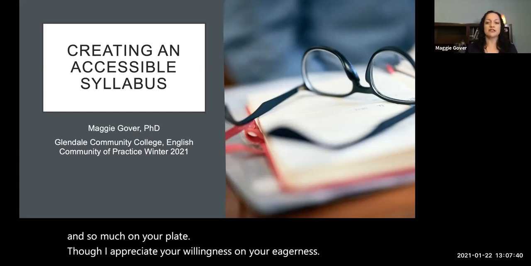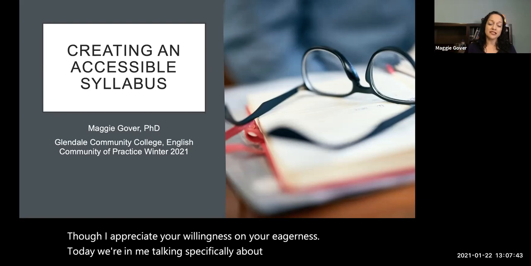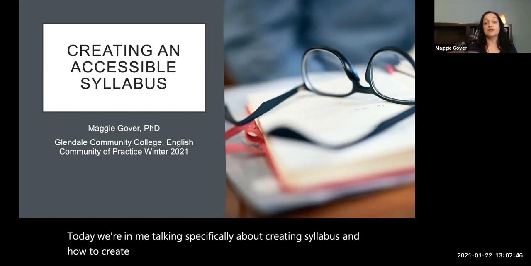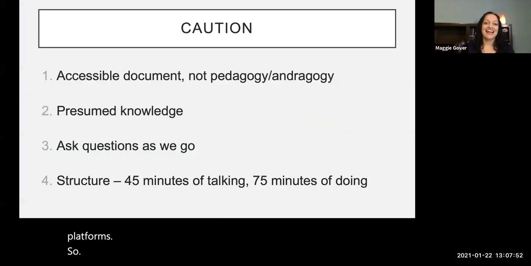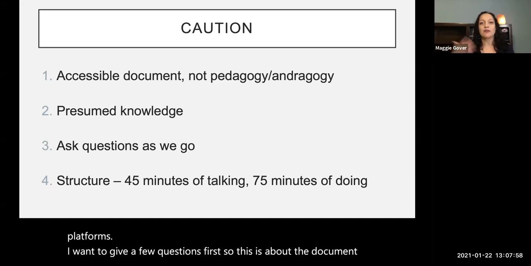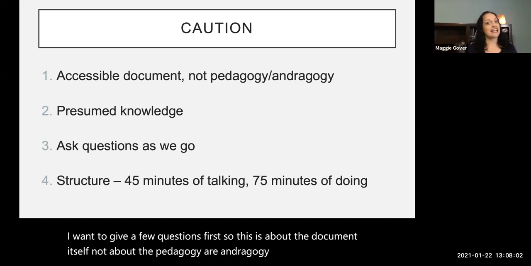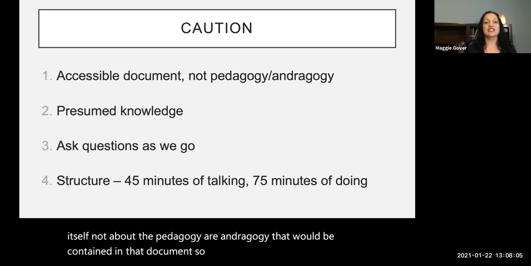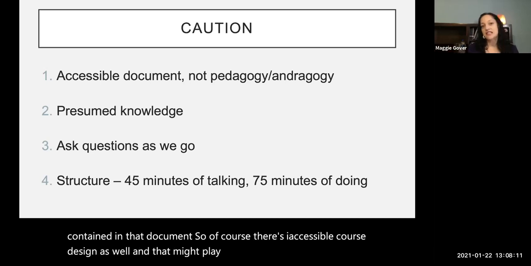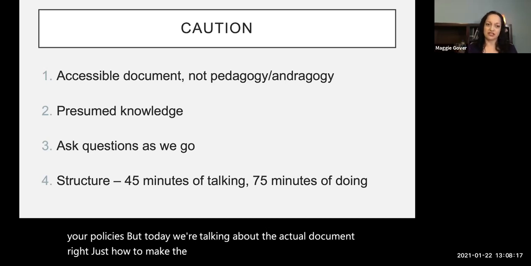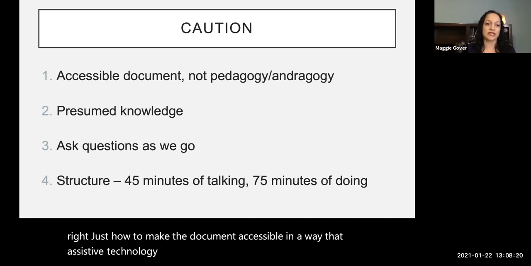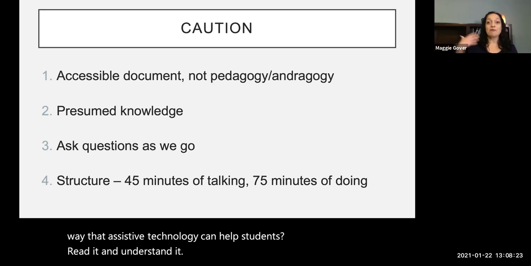Today we're going to be talking specifically about creating a syllabus and how to create an accessible syllabus in multiple different platforms. So I want to give a few cautions first. This is about the document itself, not about the pedagogy or andragogy that would be contained in that document. Of course there's accessible course design as well, and that might play into how you create some of your policies. But today we're talking about the actual document, right? Just how to make the document accessible in a way that assistive technology can help students read it and understand it.